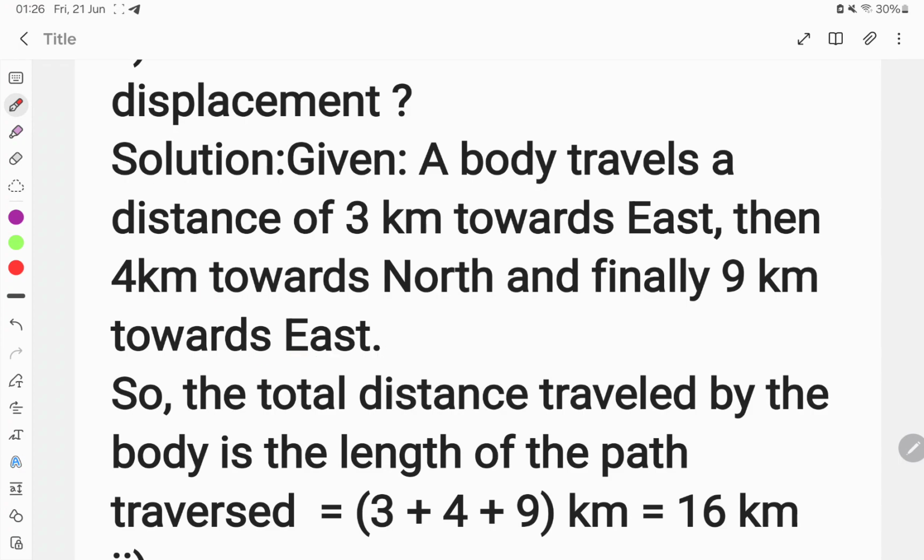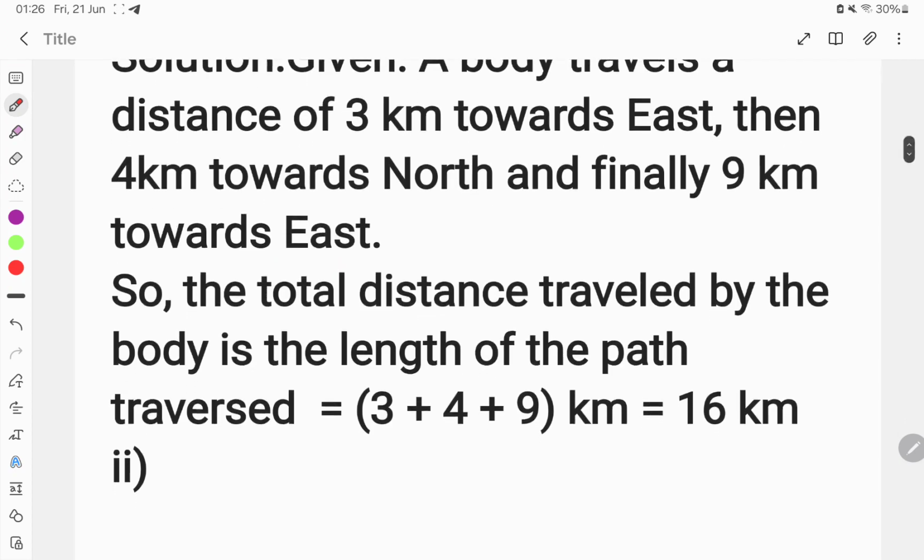So total distance traveled by the body is the length of the path. Simply, distance is the actual length traveled by the body. So 3 plus 4 plus 9, which is equal to 16 kilometers. So total distance traveled by the body is 16 kilometers.